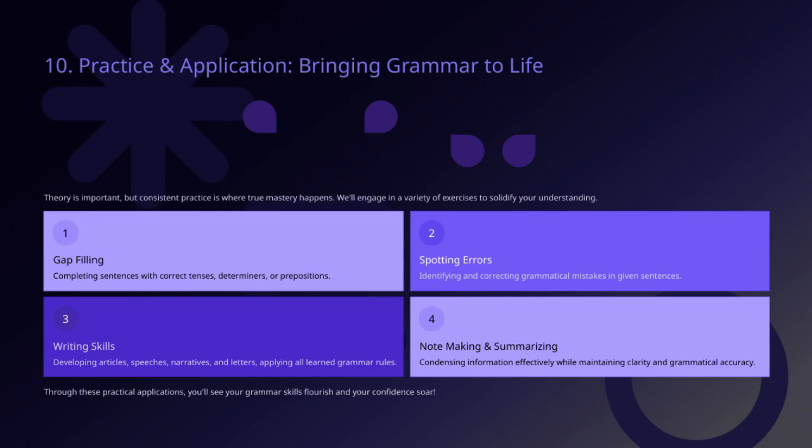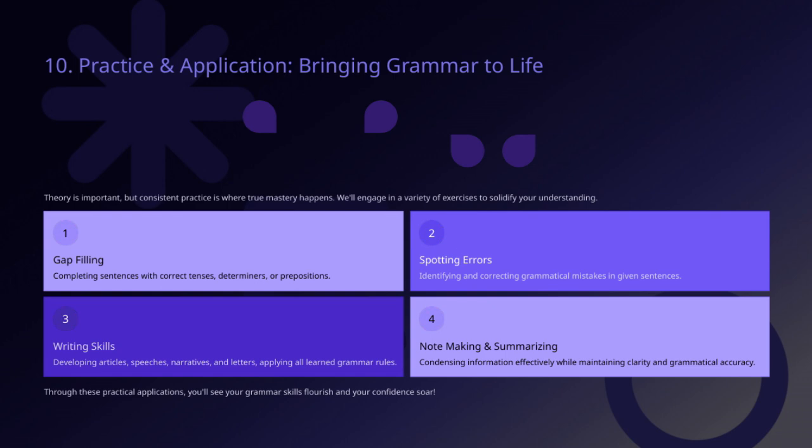Then, we move on to spotting errors. This practical application involves identifying and correcting grammatical mistakes in sentences, which sharpens your eye for accuracy and helps improve your overall language skills. Following that, we focus on writing skills. Developing articles, speeches, narratives, and letters allows you to apply all the grammar rules you've learned, reinforcing your understanding through real-world practice.